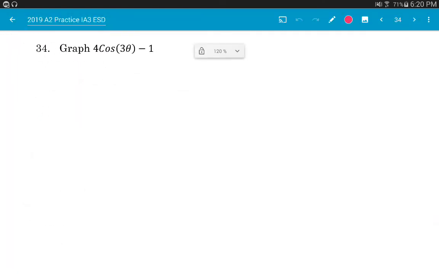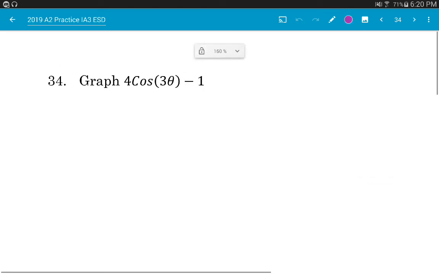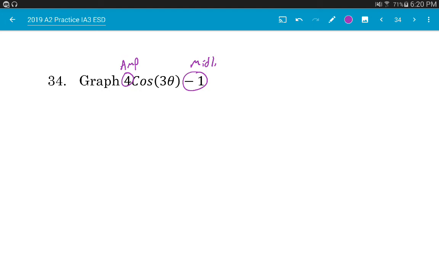Next question, 34. Graph this. 4 cos 3 theta, not 3 pi, 3 theta, minus 1. So let's remind ourselves what this is. This is the amplitude. This right here is the midline. And this right here is the frequency.